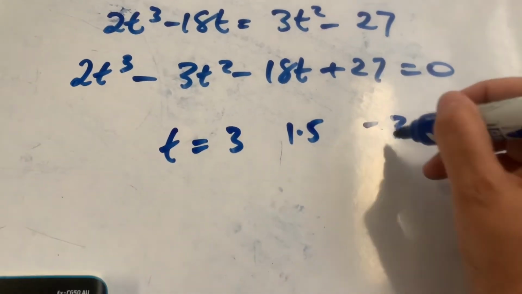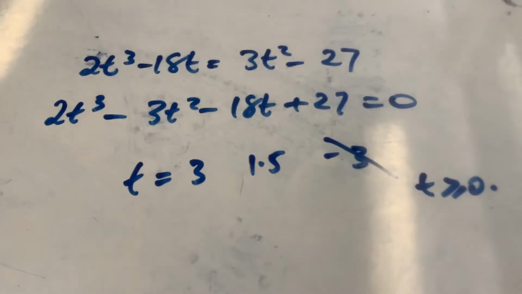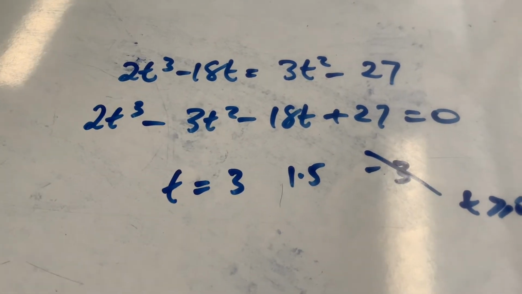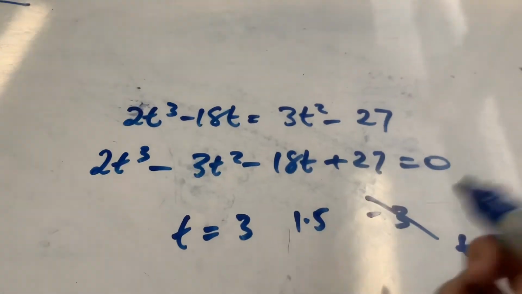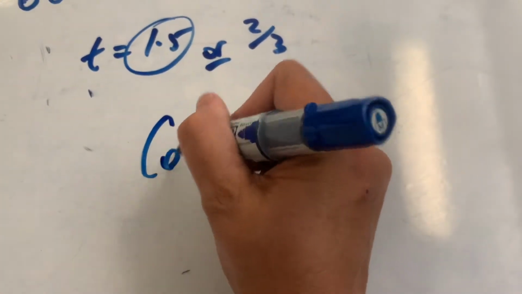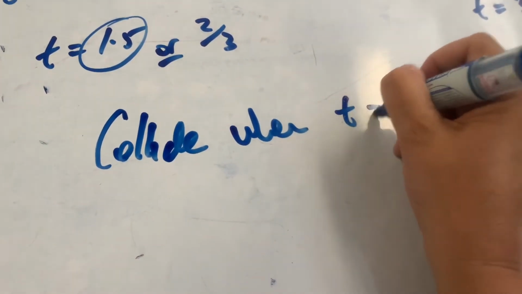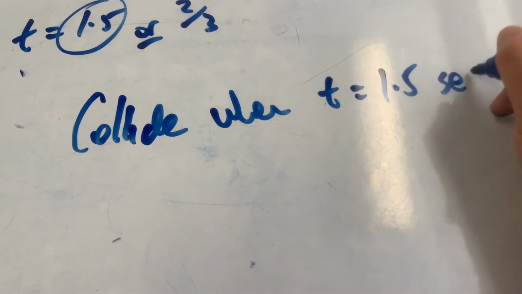When I solve there, I get 3, 1.5, or negative 3. Of course, negative 3 is not it because t should be bigger than or equal to 0 because t is a time. So we look here and ask, what's in common? The 1.5. So they collide when t equals 1.5 seconds.